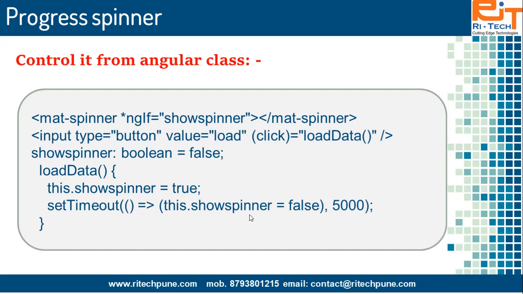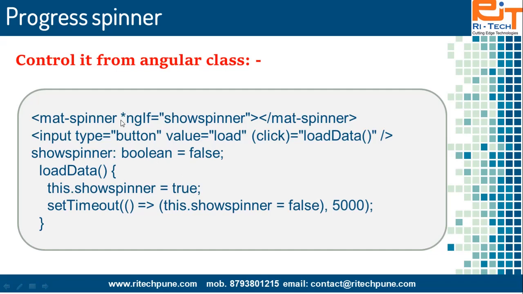true. And we have added one button and we are handling the click event of the button here. On the click event of the button we are calling loadData, and loadData is a function that we define inside the component class. So in the component class we'll create a showSpinner variable and it will be a boolean, true or false. By default it's set to false, and in loadData we are making it true. So when you click on the button it will call loadData, and showSpinner will be true.